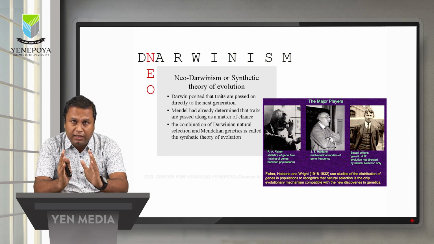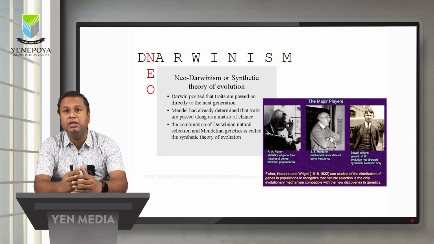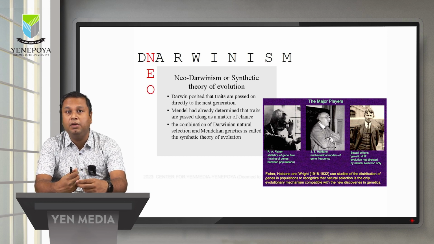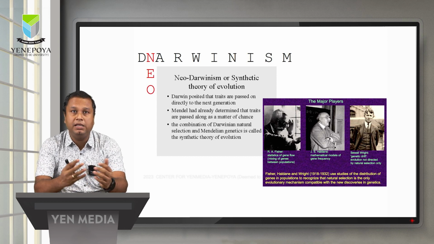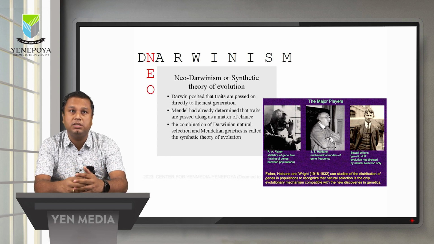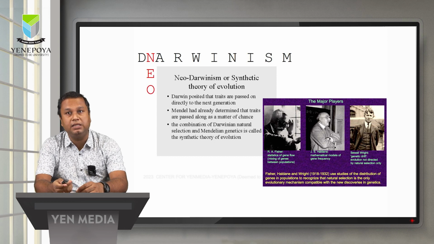And these three gentlemen are the three most famous scientists in terms of population genetics. None of them were actually biologists. All three of them were mathematicians. And later in their life, they got interested in biology, and they coded the theory of natural selection by Charles Darwin and Mendel's law. Combined together, they gave rise to neo-Darwinism or the synthetic theory.